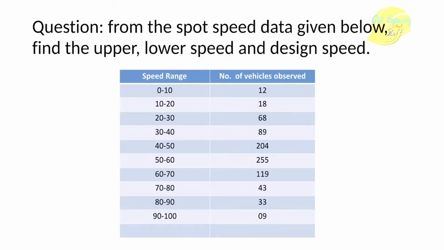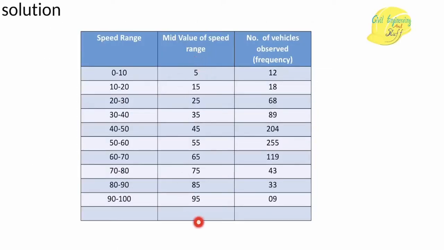So the first thing we'll do is find out the mid range of these speeds. We have 12 vehicles that were traveling at 5 km per hour. We had 18 vehicles that were traveling at 15 km per hour. These mid ranges are nothing but 10 plus 20 divided by 2, which gives 15. We have 20 plus 30, that is 50, divided by 2, which gives 25. Okay, so this is how the mid ranges are found.